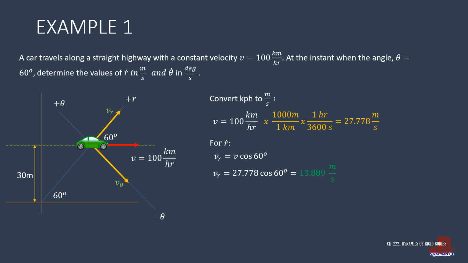Let's continue solving the components from the illustration. V sub theta is directed towards negative theta axis, so V sub theta is negative V sine theta, which becomes negative 27.778 sine 60 degrees, computed as negative 24.056 meters per second.